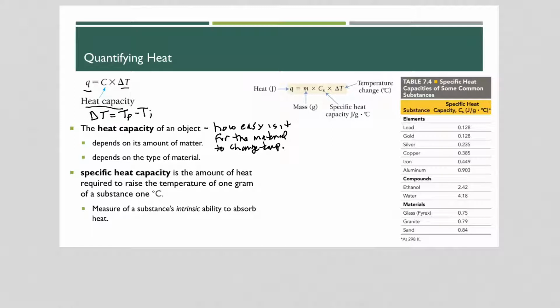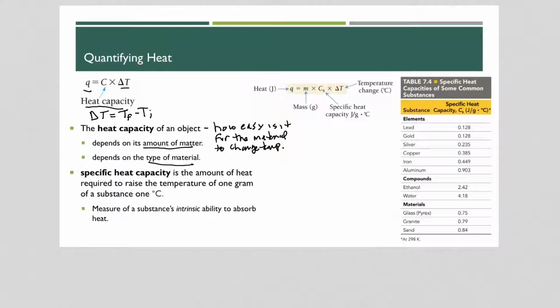Now, the heat capacity of an object depends on a couple things. It depends on how much you have, so it's an extensive property, right? The more you have, the bigger the heat capacity is going to be. And it depends on, again, the type of material. So how much material we have, and what it is.